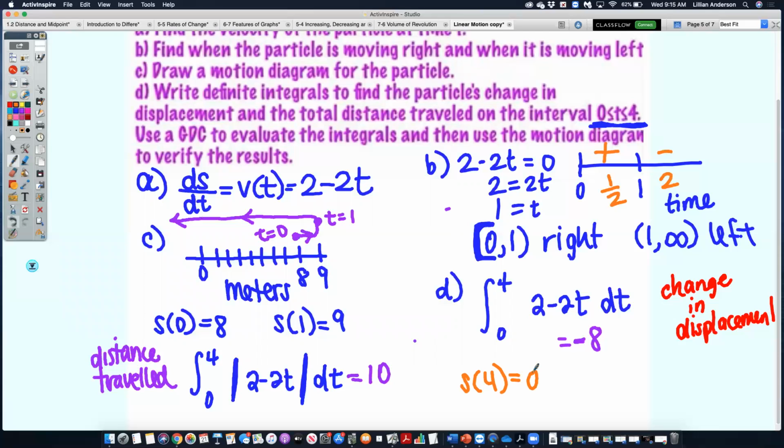So after 4 seconds, this is where the particle is now. And if you look, this is 1, 2, 3, 4, 5, 6, 7, 8, 9, 10. So yes, the particle has traveled 10 meters from where it initially started until 4 seconds. And as we can see from where we initially started again on our motion diagram to where we are now, that is a total of 8 meters. Okay, 8 meters. Questions?